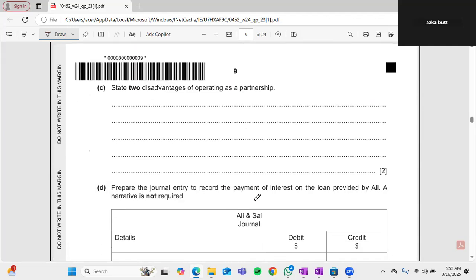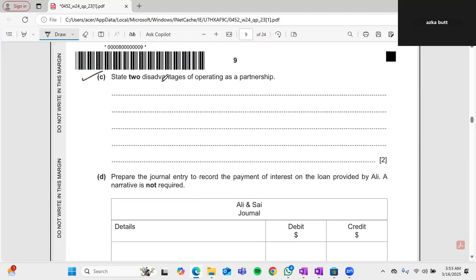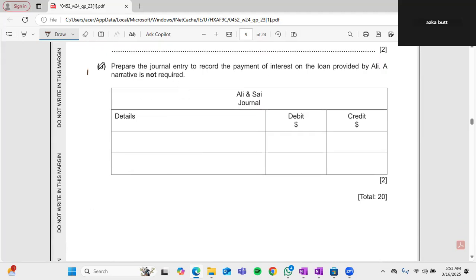Okay. So now let's see the next question. C part: say two disadvantages of operating as a partnership. So first of all, you have to share the profits. This is the first disadvantage, and decisions must be recognized by all partners. Now let's see the D part. Prepare a journal entry to record the payment of interest on loan provided by Ali. A narrative is not required. So payment of interest. Of course, interest on loan will be debit because this is the expense for the business, and bank will be credited.